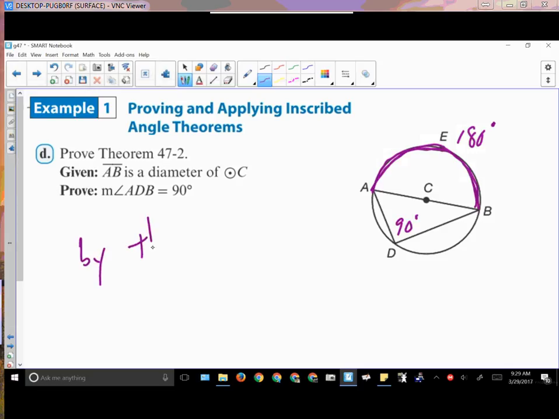By, if you want, we can write it down as theorem 47.1. That's it. That's all I need. It's a diameter, cuts it in half, 180 degrees. That cuts it down to 90. By the way, this also implies that regardless of where D is on here, I could have it sitting over here, I could have it sitting over here, it will always be 90 degrees.